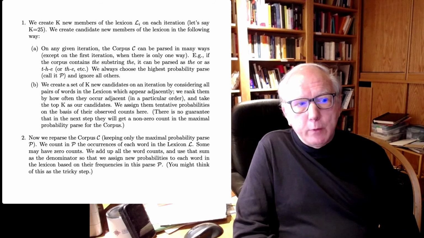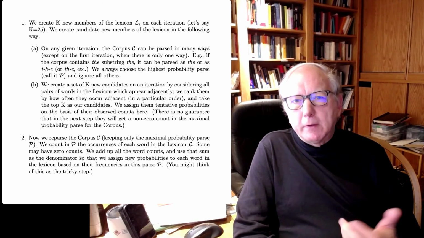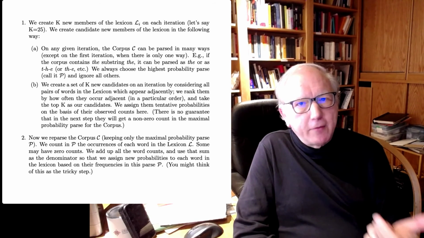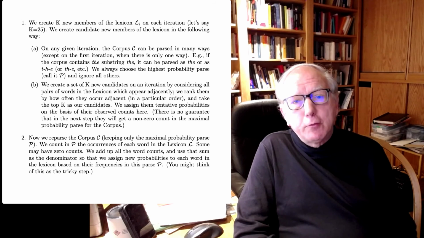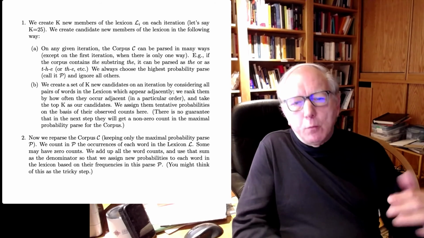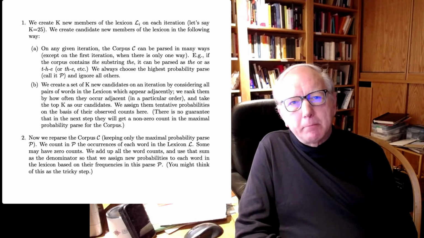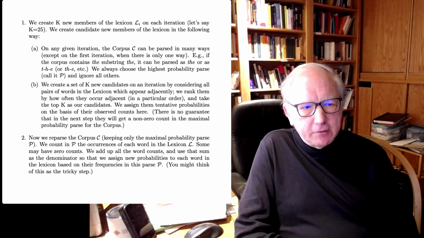Now we create a set of k new candidates on an iteration by considering all pairs of words in the lexicon that appear adjacent to each other in a fixed order. On the first iteration, T and H will appear next to each other more than any other pair of words. T and H are words. So on the first real iteration through, T followed by H is going to be at the very top of the list of candidate words. So we rank the candidate words by the number of times they show up in the corpus, and then we pick the top k of those, and we say those are our candidate words on this iteration.